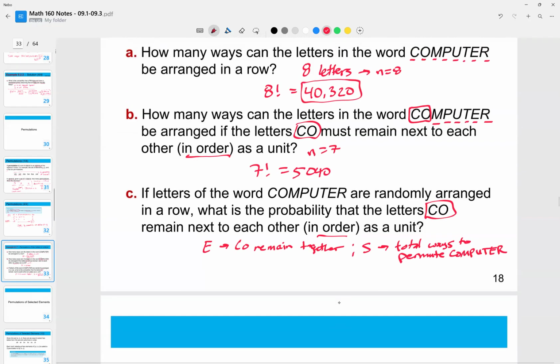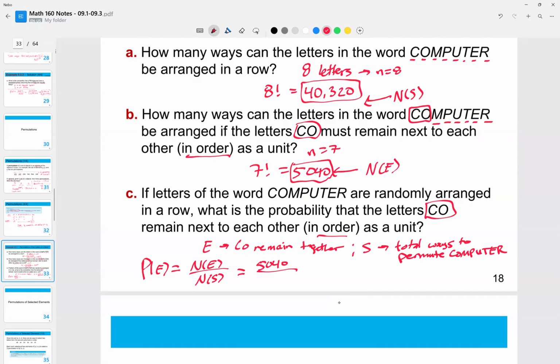Well, we've actually found this now. So this was earlier, this is N of S, okay? And this over here is N of E. Okay, so assuming the naive probability thing, we know that the probability of E is just N of E divided by N of S, which would be 5040 over 40,320. And that actually is an exact answer. It's 1 over 8, which is cool, and that's 12.5%.